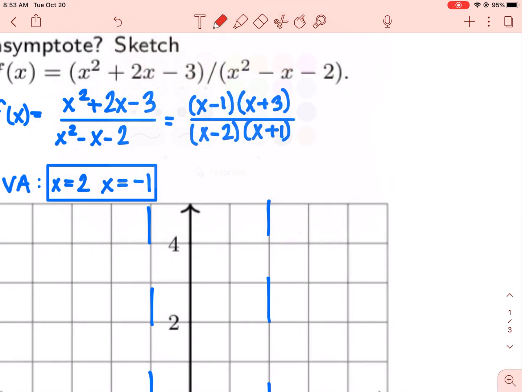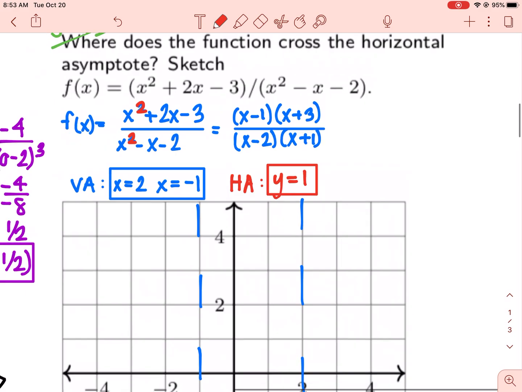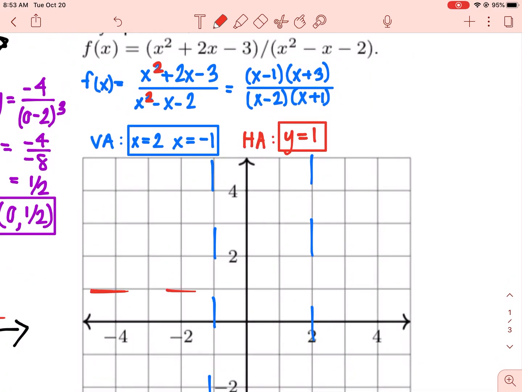Horizontal asymptotes are up next. For the horizontal asymptote, we look at the fact that the power on the top and the bottom are equal. When they're equal, you're going to take the coefficients in front, which is 1 and 1. So the horizontal asymptote equals 1. y equals 1. Graph that.